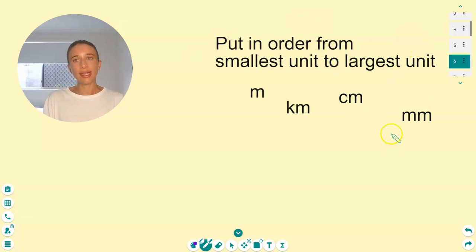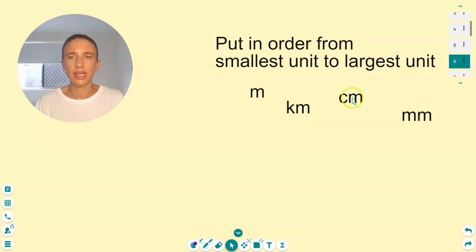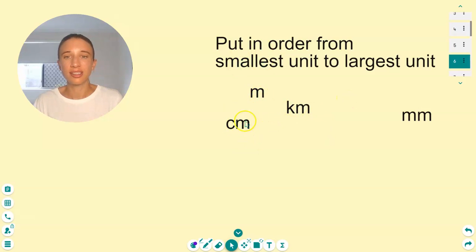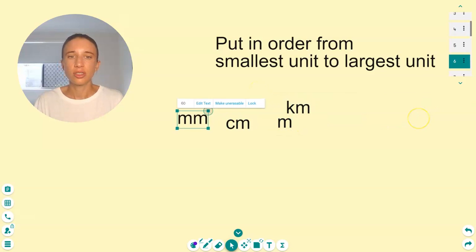Another fact before we get onto those questions at the beginning is we need to realize how we can order these from smallest to largest unit. We need to understand, okay, is a centimeter bigger than a kilometer? Well, it's not. Let's order these from smallest to largest to understand that. So hopefully you understand what's the smallest and what's the biggest unit.